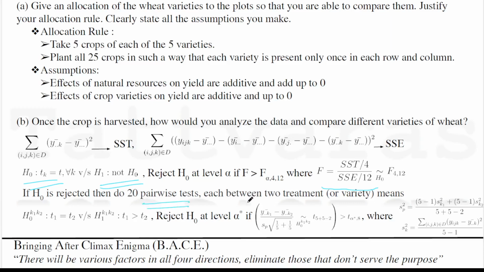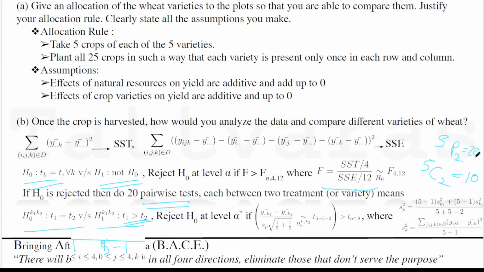We can have 20 pairwise tests. Each pairwise test would take up 2 varieties. That's why the null hypothesis would be both their effects are going to be the same, and alternate would be effect of the first is going to be greater than effect of the second. So that's why 20. Because if you think about it, there are just 10 ways to choose 2 varieties from 5. But here ordering also matters according to the null. That's why it's 5 permutation of 2, which is 20.